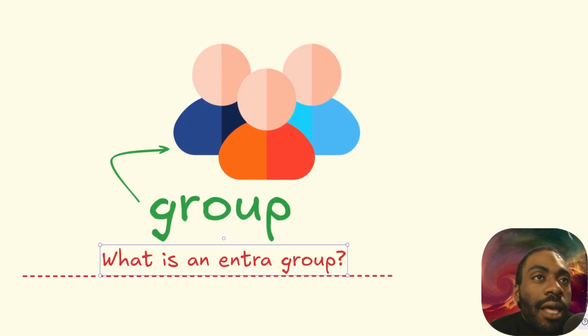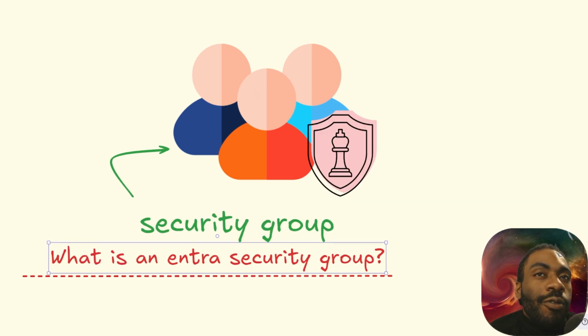What is an Entra group? An Azure or Entra group is a collection of users that help simplify role assignments and access control. There are actually several different types of groups. Let's go through this. I want to get to the fun stuff. Now, let's start with the first one.